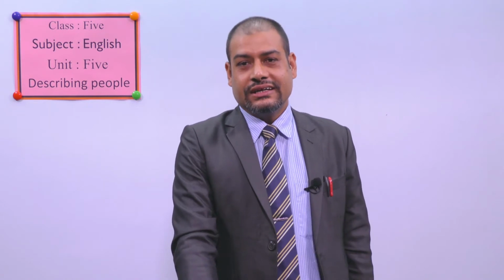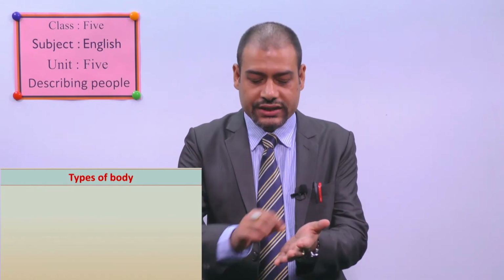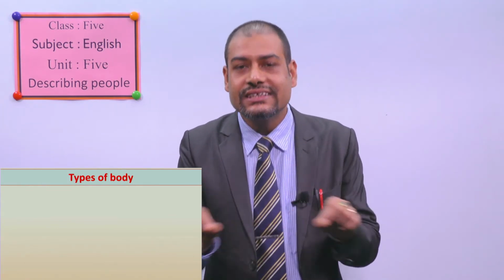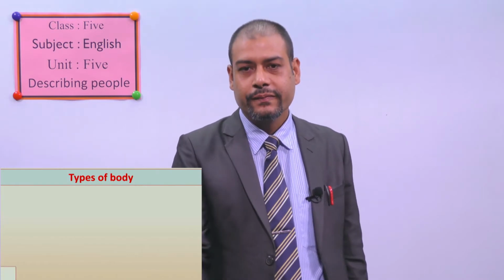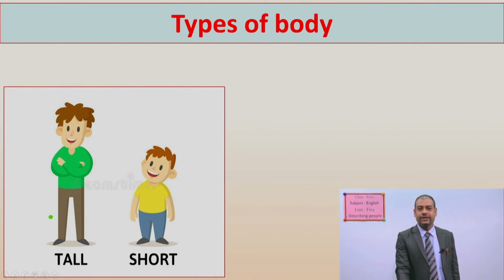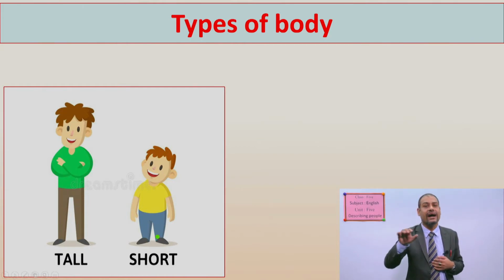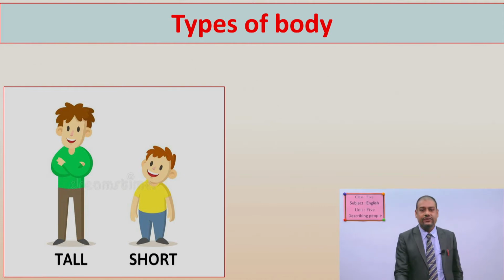Then, see, types of body. Now, I am going to show you the types of body. Don't forget to write these things in your exercise book, okay? See, what type of body is this? This boy is tall, okay? This boy is short. So if you want to describe someone's body, then you can describe the height, okay? So for height, you can say either tall or short. So you can write down these words. Types of body, you can write down tall and short, okay, in your notebook.